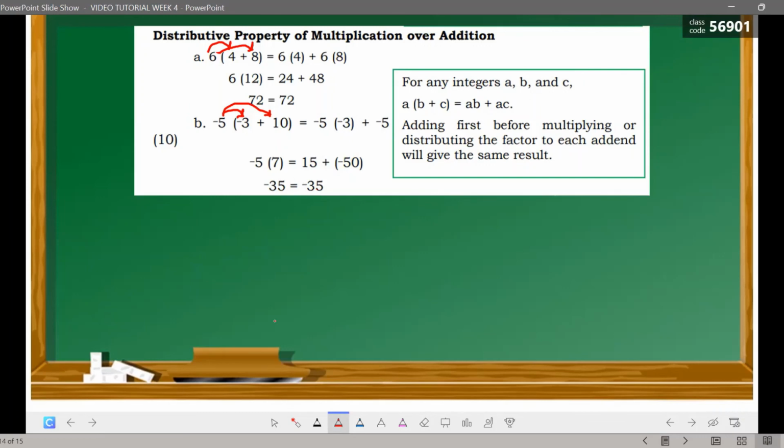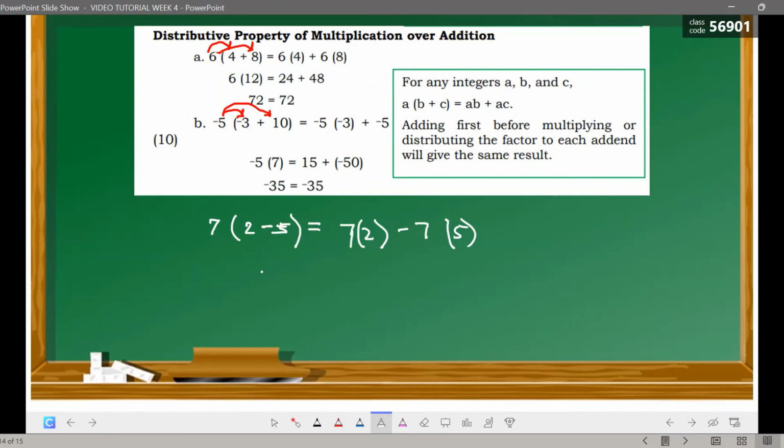Okay, let's have another example. I will use my white pen. Okay, so let's have 7 times the quantity of 2 minus 5 is equals to, ayan, distribute natin yan. That is 7 times 2 minus 7 times 5.